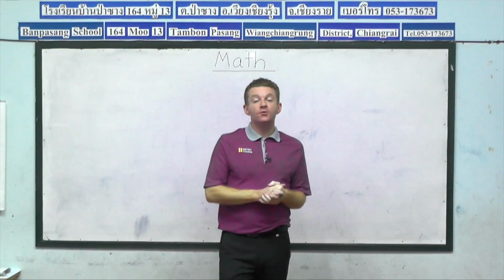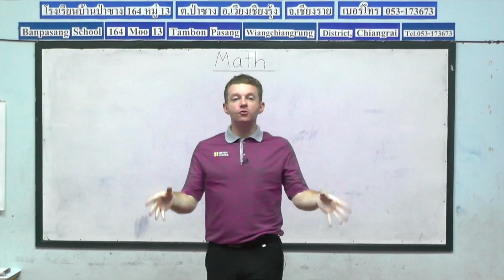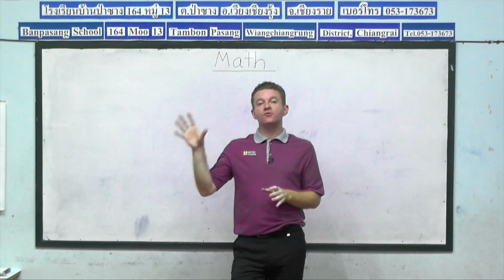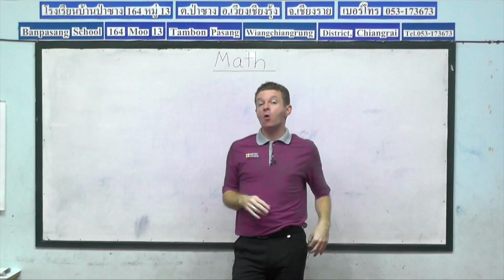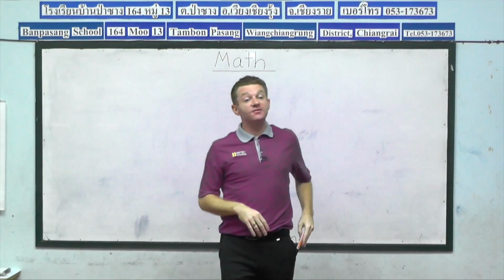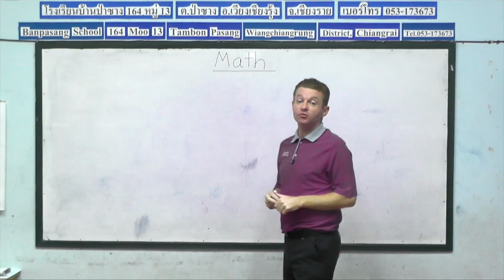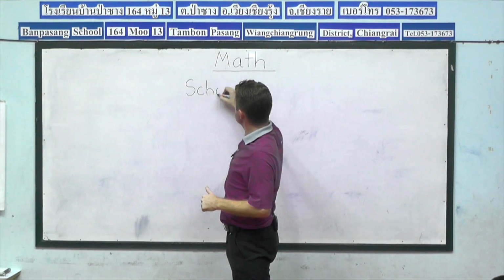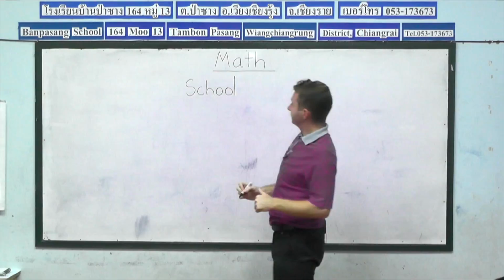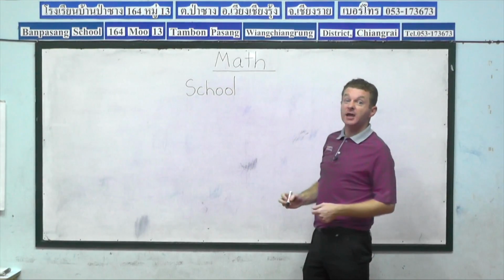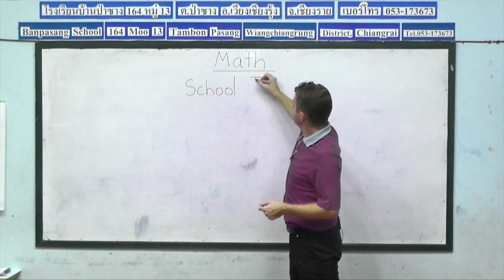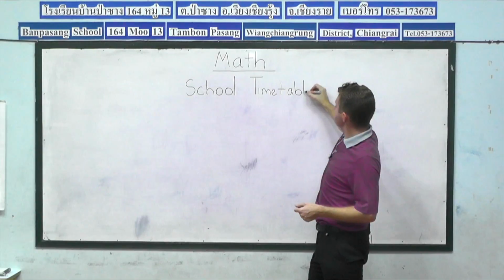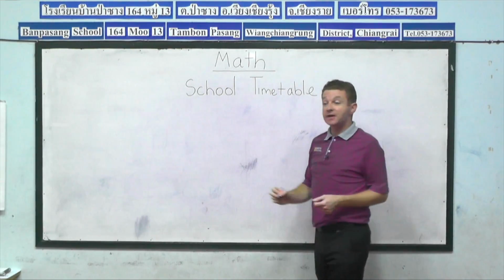So what we're going to do now is a board activity for our students to tell me about their school timetable today. So we're going to do an exercise on the board to construct our own school timetable. And the first thing I need to write, guys, is the title. So school, we spell S-C-H-O-O-L, school. And we're looking at the school timetable. T-I-M-E-T-A-B-L-E.